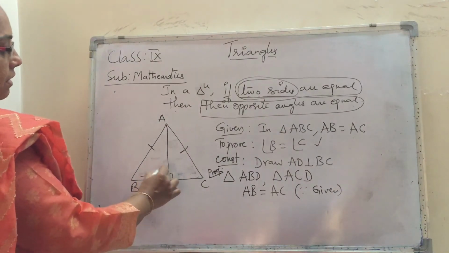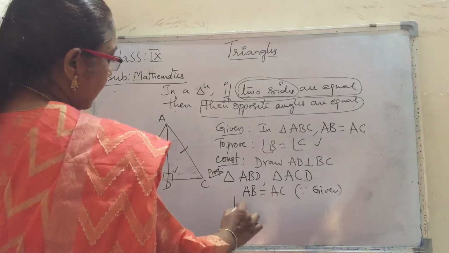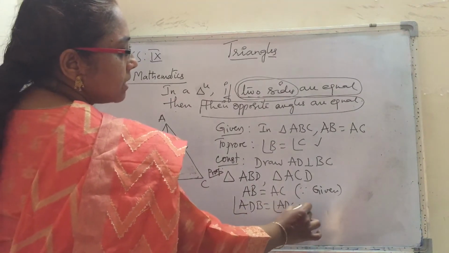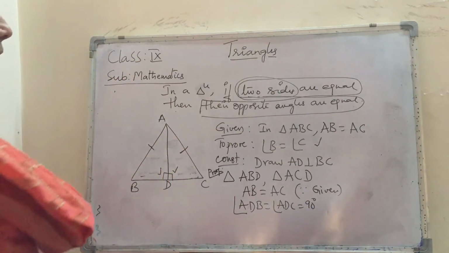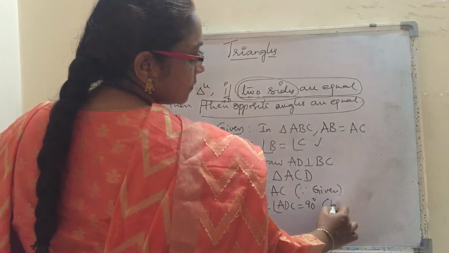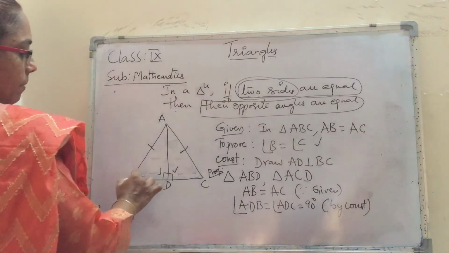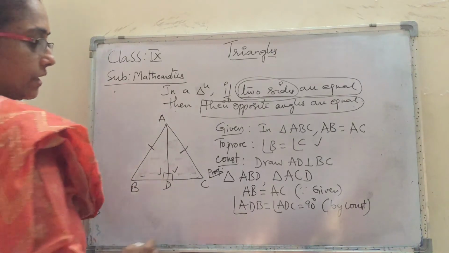Next, here see these two are 90 degrees. Here angle ADB is equal to angle ADC. How much? It is 90 degrees. How is it 90 degrees? By construction. We constructed this AD perpendicular to BC. So at D, it forms 90 degrees.